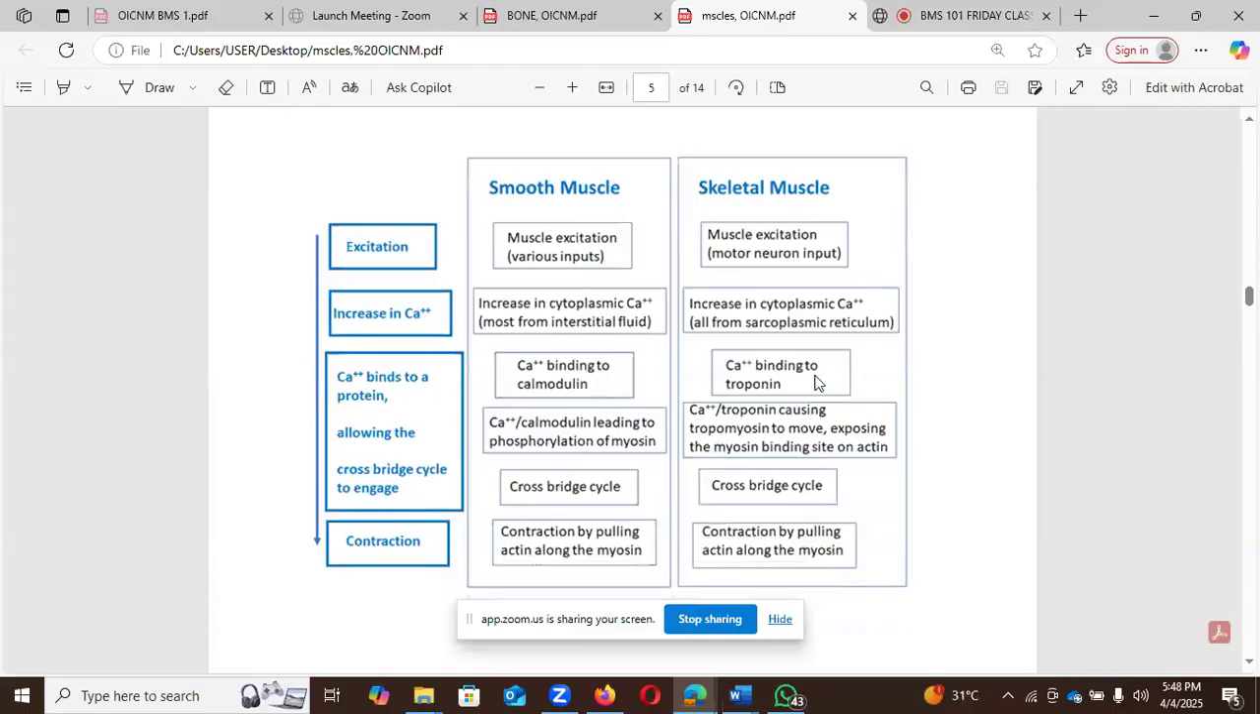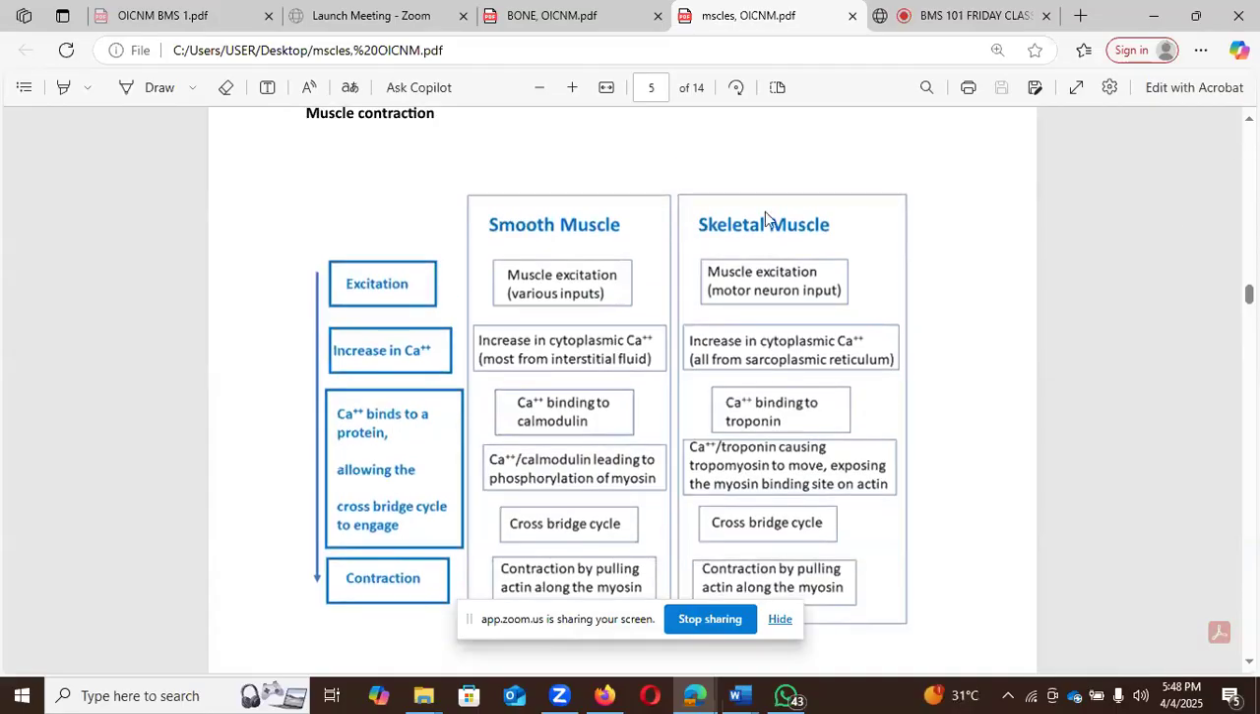It occurs through excitation-contraction coupling. So from excitation, it will lead to contraction. Let's look at the process. The muscle is excited by various inputs. So what excites smooth muscle? Smooth muscle is located in the internal organs, maybe in the gut. When you put food in your mouth, it must excite the muscle of the tongue to contract.